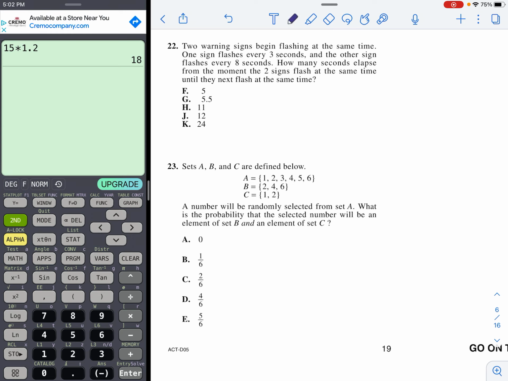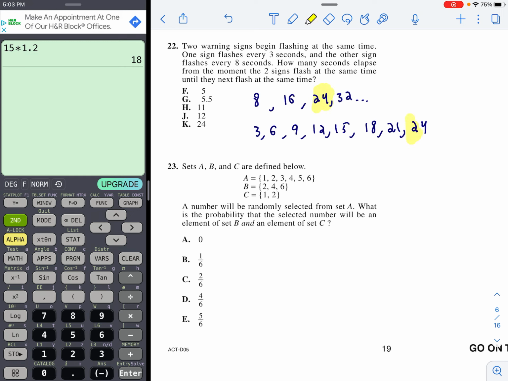And so one thing we can just say is we can go through and we can count up after how many seconds will each light flash. So the one that flashes every 8 seconds will flash again 8 seconds later, 16 seconds later, 24 seconds later, 32 seconds later, and so on and so forth. The one that flashes every 3 seconds will go 3, 6, 9, 12, 15, 18, 21, 24. Aha, the first time that they will both flash again is in fact at 24.